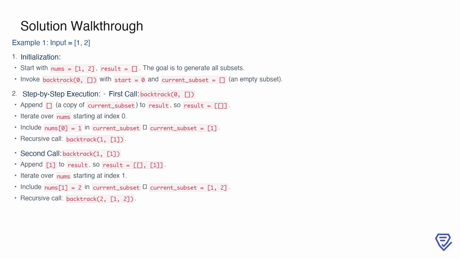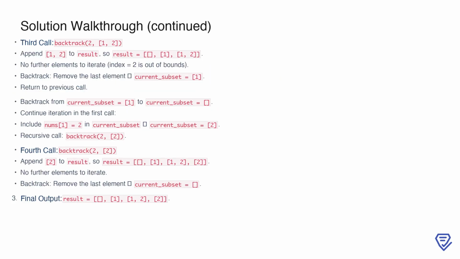Continuing the iteration from index 1, we include nums[1] equals 2 in current_subset, which now becomes [1, 2]. Another recursive call is made with start equals 2 and current_subset equals [1, 2], for further exploration. In the third call to backtrack, the current subset, [1, 2], is appended to result, making result equals [[], [1], [1, 2]]. Since the start index is now 2, which is equal to the length of nums, there are no further elements to iterate over. At this point, we backtrack by removing the last element from current_subset, reverting it to [1].